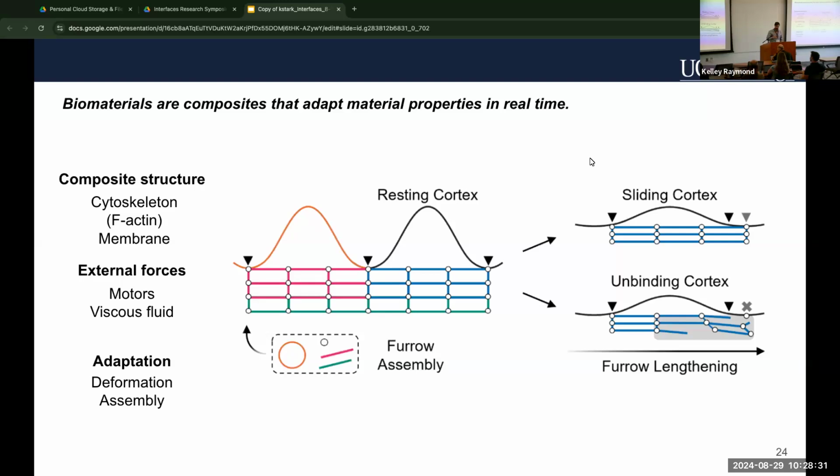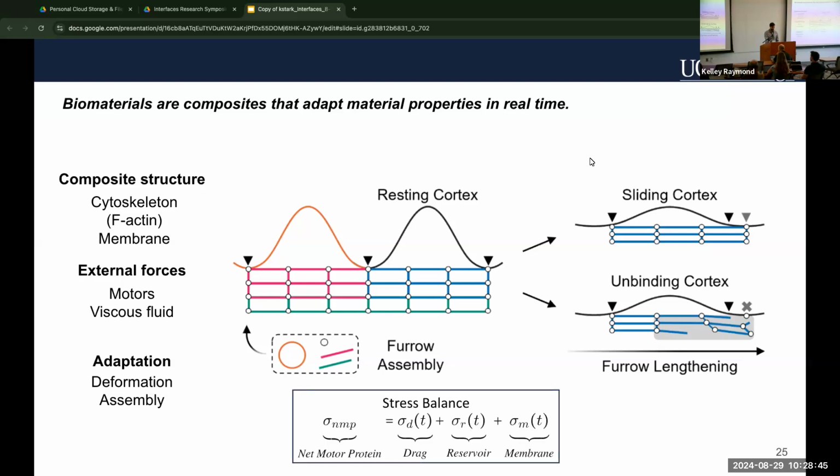Finally, our cell can adapt by assembling. And so when we look at that other image previously where we have all these microvilli, the cell needed to send up a bunch of vesicles to produce that membrane as well as to build that cytoskeleton. So we're going to include that in our model.